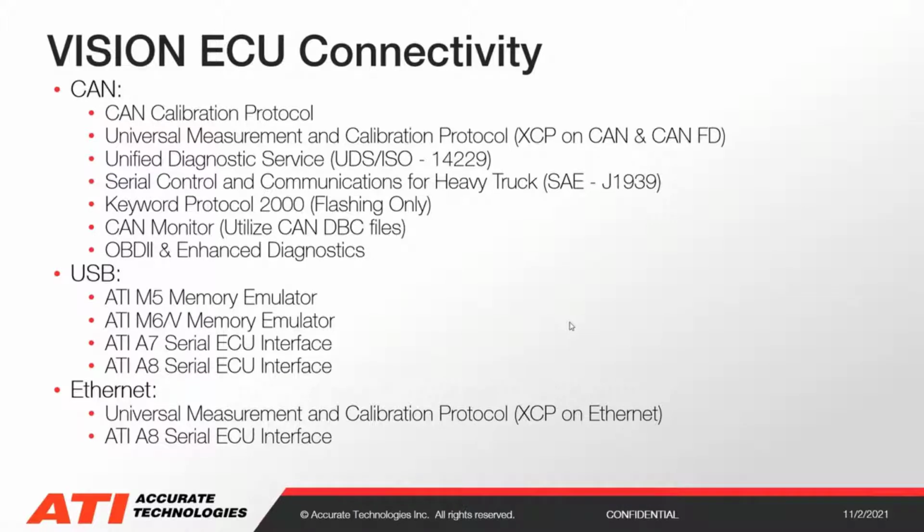Over USB, a couple of our rather legacy emulators, M5, M6, and M6V, have seen a couple of these trickle in for support over the years. But a lot of programs nowadays, even the A7s are starting to trickle off a little bit. A lot of programs are going A8 or, like I said earlier, A9 now, or just utilizing XCP on CAN-FD, in particular with a couple of our customers. We do support XCP on Ethernet as well.